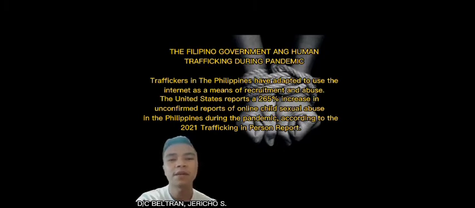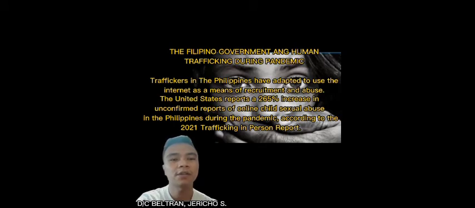The Filipino government and human trafficking during the pandemic. Traffickers in the Philippines have adapted to use the internet as a means of recruitment and abuse. The United States reports a 265% increase in unconfirmed reports of online child sexual abuse in the Philippines during the pandemic. According to the 2021 Trafficking in Persons report, traffickers sexually exploit children in live internet broadcasts, rewatch them, and use wire payment. Scammers, or often parents or close relatives, force their children into online sexual exploitation.